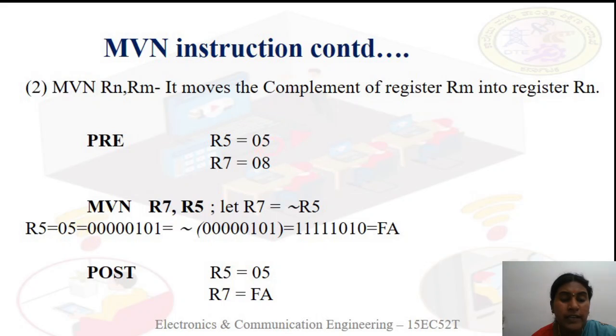In this example, I took R5 equal to 0x05 and R7 equal to 0x08. MVN R7 comma R5. What do you mean by this? R7 is nothing but the complement of R5. R5 is equal to 0x05, that is 0000 0101. So the complement of this will be 1111 1010. So the answer is FA. That FA will be stored in the destination register R7.